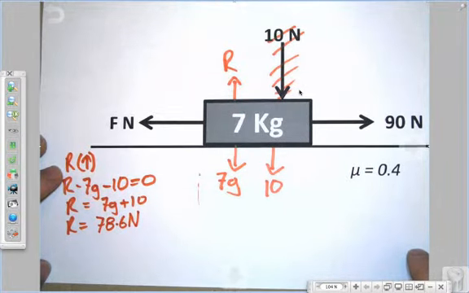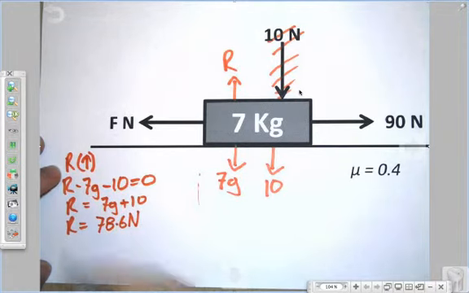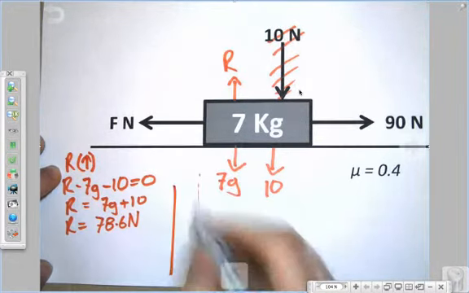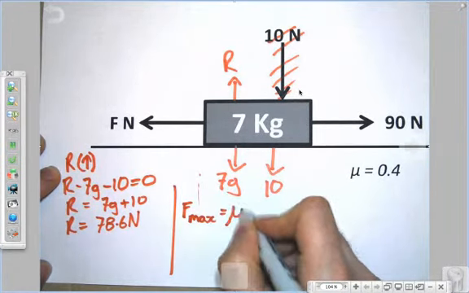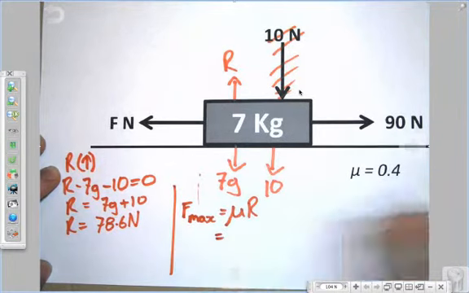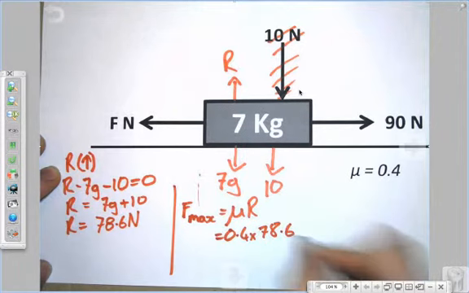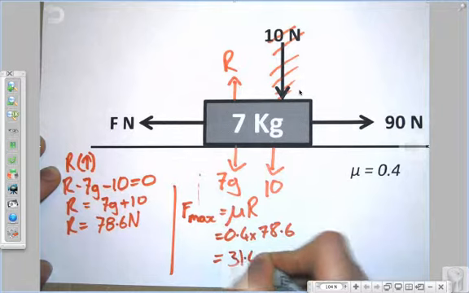Now what we look at now is F max equals mu R, to find that maximum value of friction. So I'm just going to start here. F max equals mu R, where mu is 0.4, so 0.4 times 78.6. That gives us a value of 31.44.